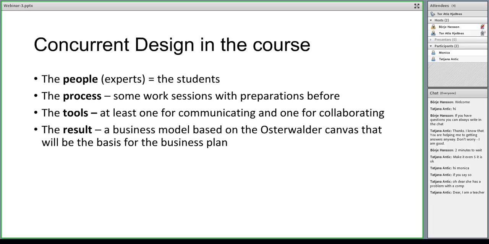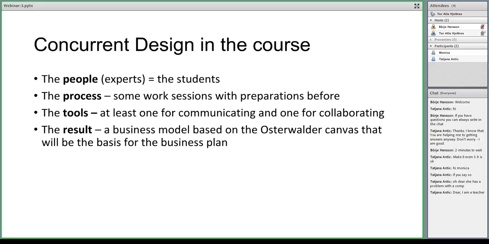Like I say, in concurrent design, we often use the word expert. We don't say people, we say experts. But in this case, the expert will be you, the students. And I'm not sure that you can claim to be expert in all the areas of making a business plan, but hopefully through this course you will get to know some more. So that's positive.